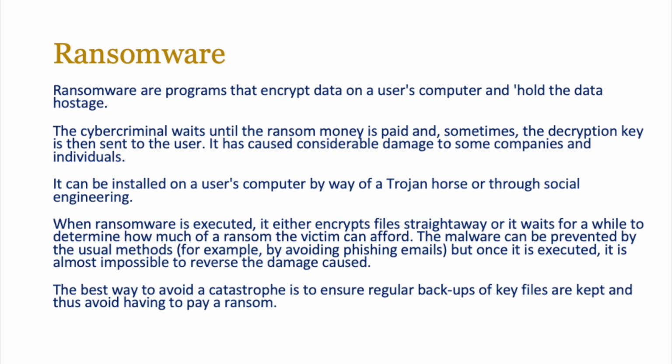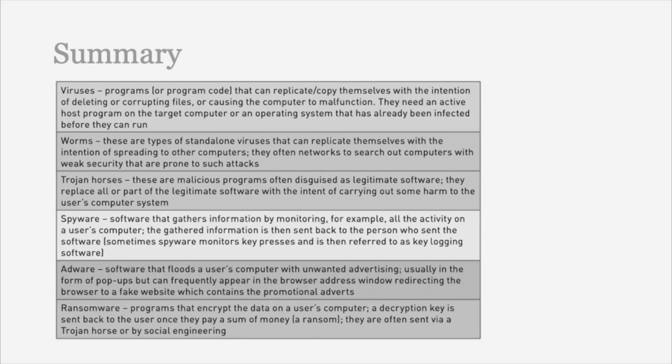Now, it can be prevented by the usual methods, for example, avoiding phishing emails, but once the malware is executed, it is almost impossible to reverse the damage it causes. The best way to avoid a catastrophe is to ensure regular backups of key files, and you make sure that these are kept away from your normal computer system. If you get a ransomware attack, then you can wipe the system and reinstall it from your backup. Okay, those were the most common forms of malware that you need to know about.